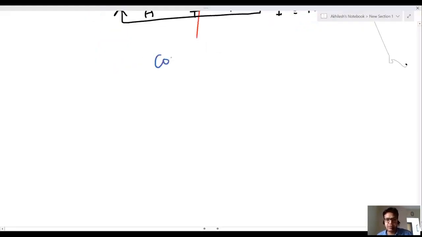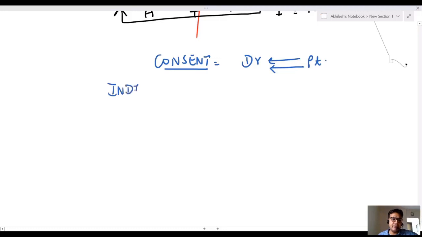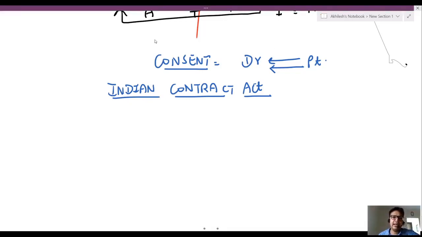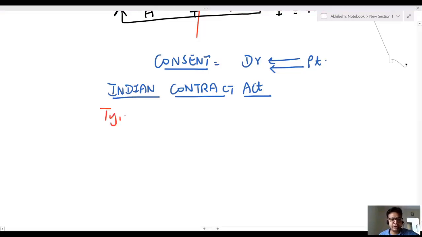Now, sir, I'm coming to a very important word: consent. Consent is a relation between doctor and patient. Doctor takes consent, patient gives consent. Consent is a part of the Indian Contract Act. It's a contract between doctor and patient. Now, sir, what are the types of consent?